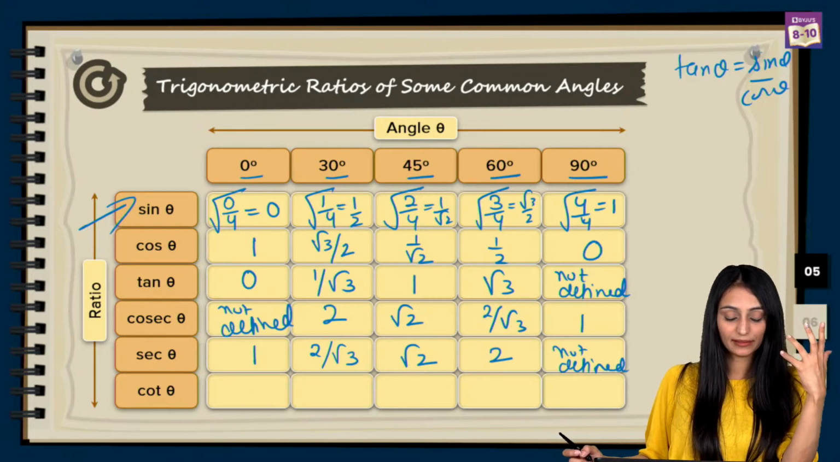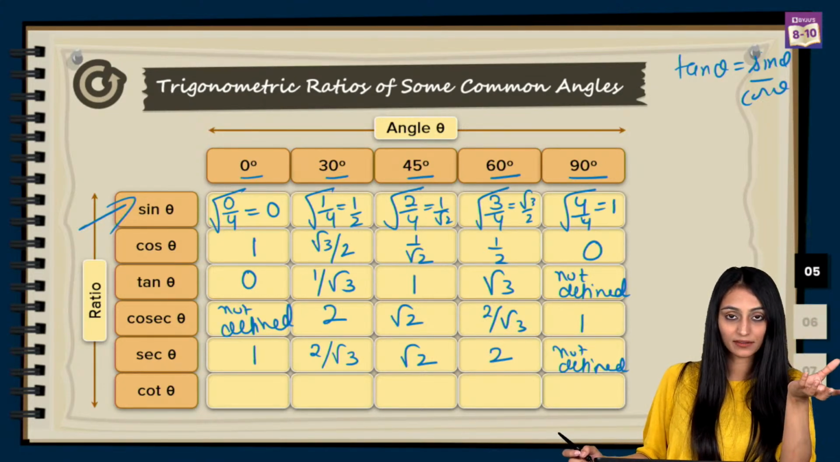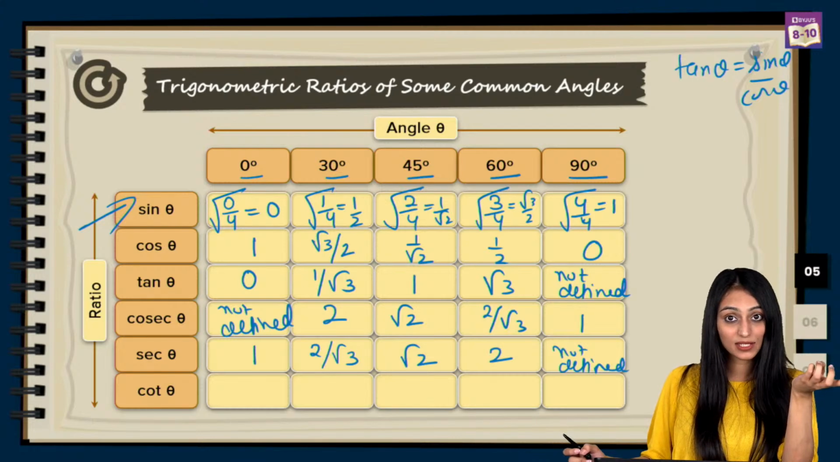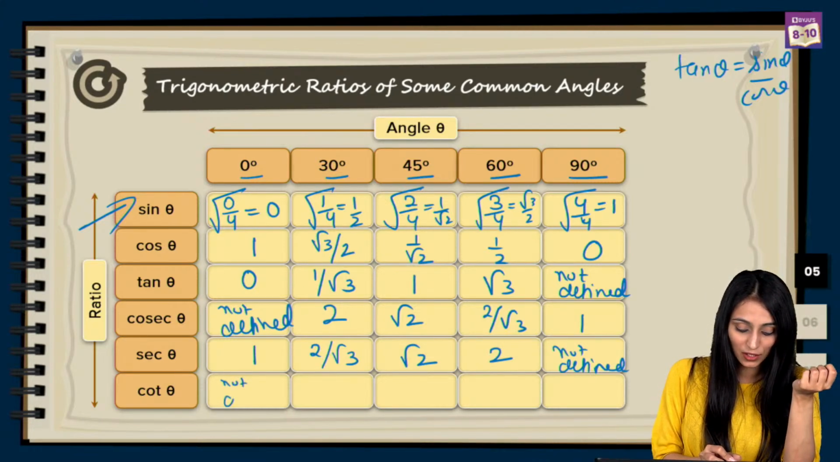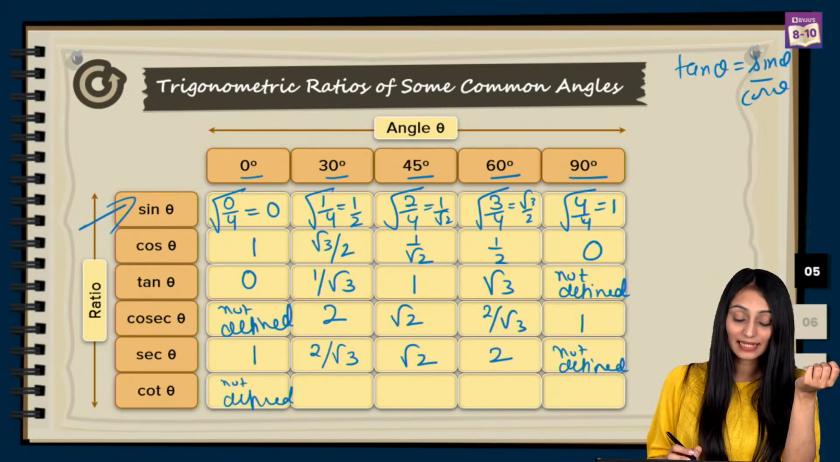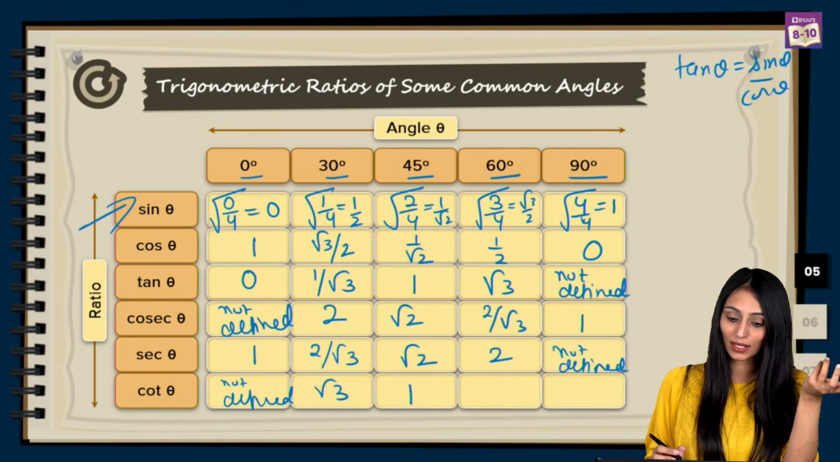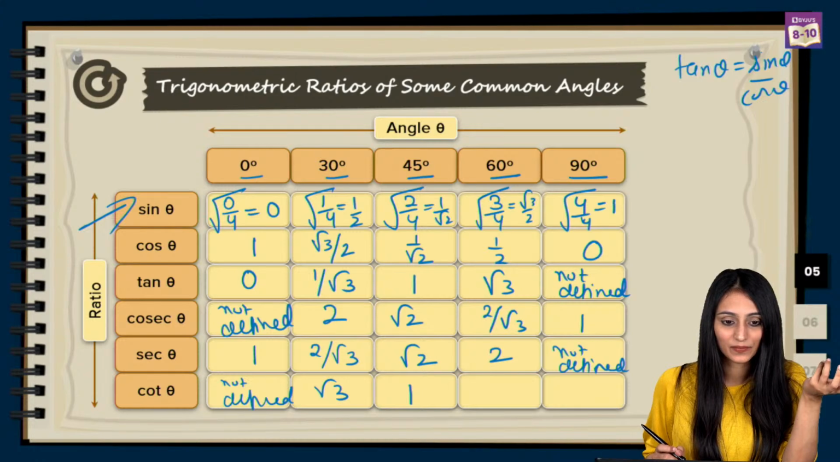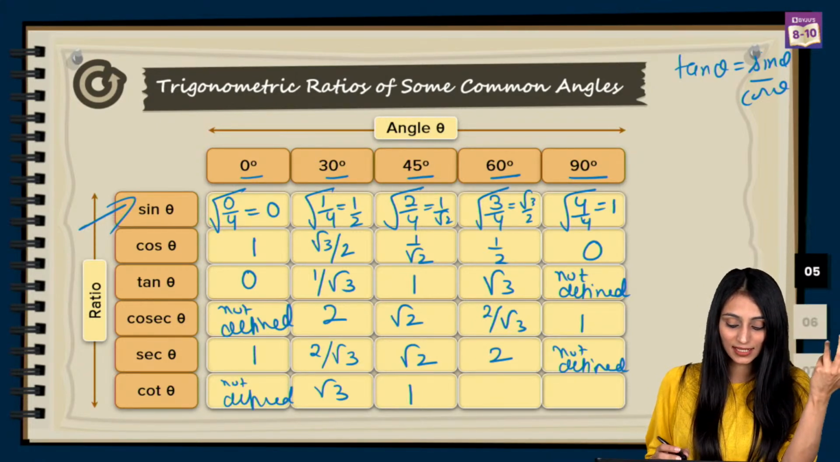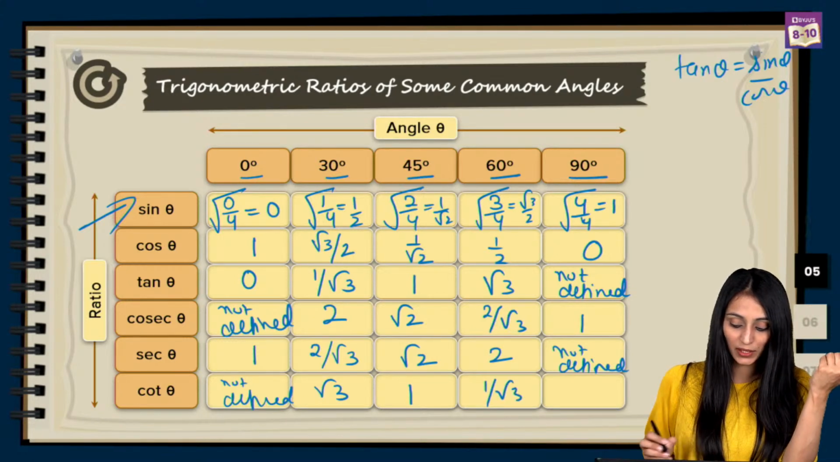Coming to cot theta, it's basically reciprocal of tan, right? So tan 0 is 0, so the reciprocal of this is going to be not defined. Tan 30 is 1 by root 3, so it's going to be root 3. Tan 45 is 1, so this will be 1. What is tan 60 degree? Tan 60 degree is root 3. So cot 60 degree would be 1 by root 3.